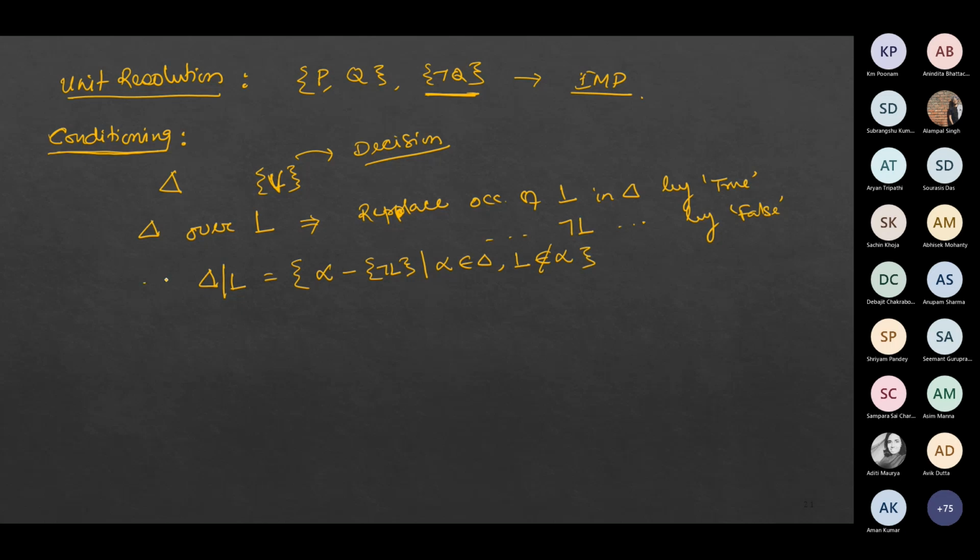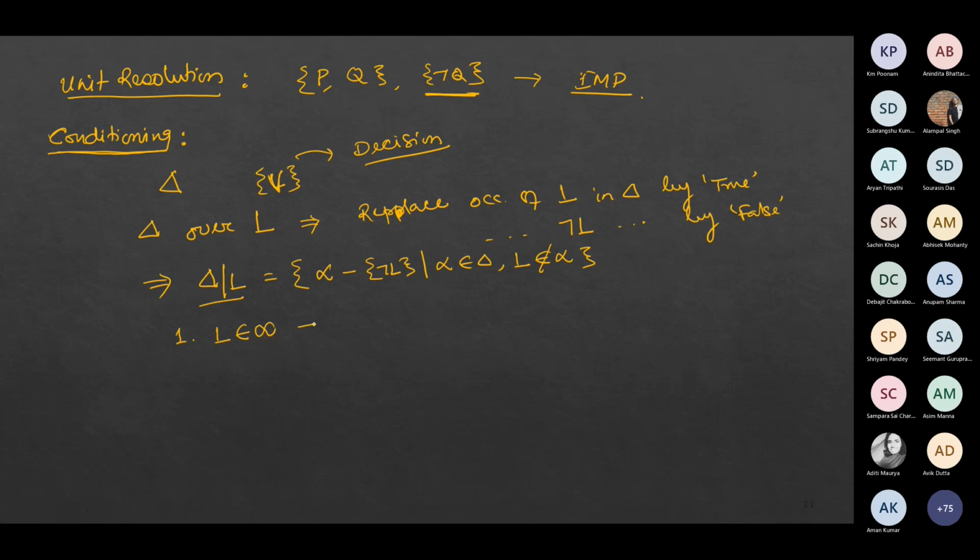So let us assess the kind of effects we'll have if we condition delta over L. The existing clauses in delta can be partitioned into three sets. The first set is where L, whatever you're selecting here, belongs to alpha. This can be one class. Now look at what will happen if L belongs to alpha.